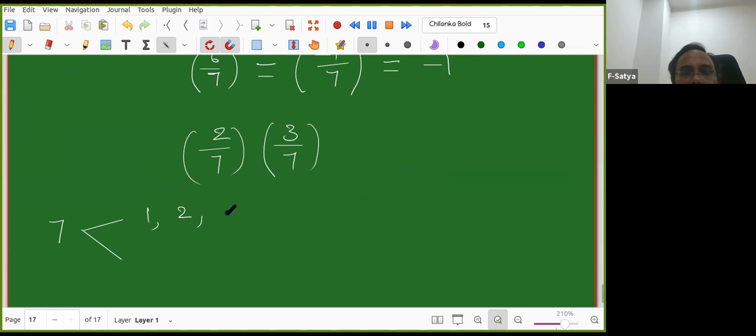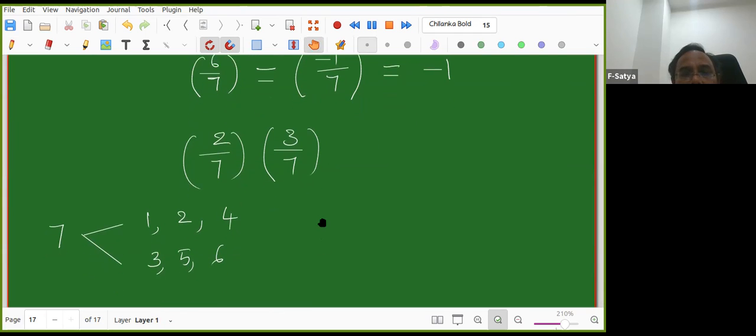Is there any other? 4 is a quadratic residue because 2 square is congruent to 4 mod 7, right? And the remaining are automatically quadratic non-residues. What are those? 3, 5, and 6. You also checked 6 is not a quadratic residue already, right? And now 2 by 7 is +1 and 3 by 7 is -1. Product is -1. Okay.